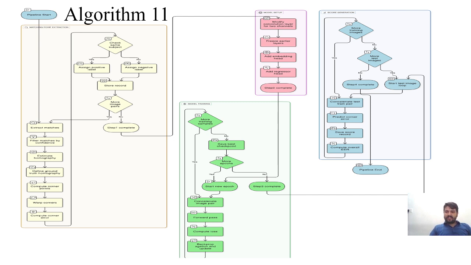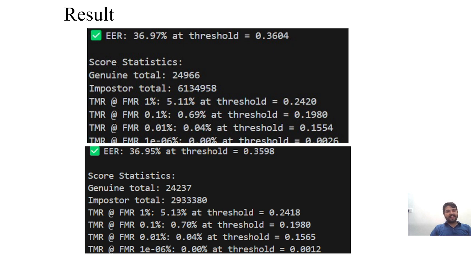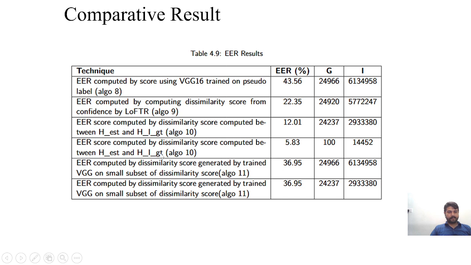For the score generation, I use the trained model to predict the corner error and save this corner error as the simulated score and compute the EER result. And I get this EER 36.97% and 36.95% EER on different thresholds. And this is the comparative result.